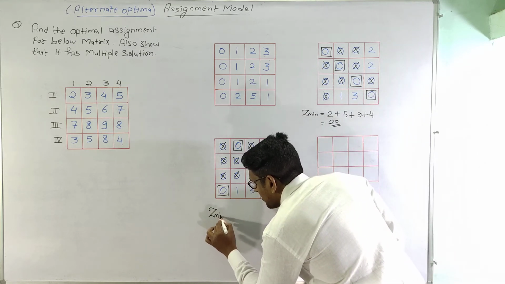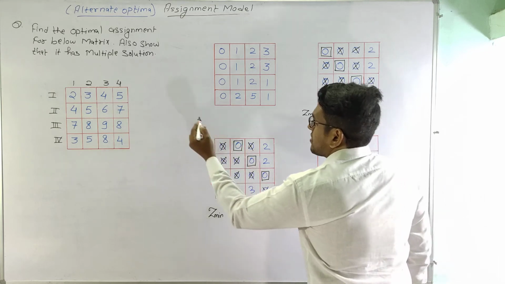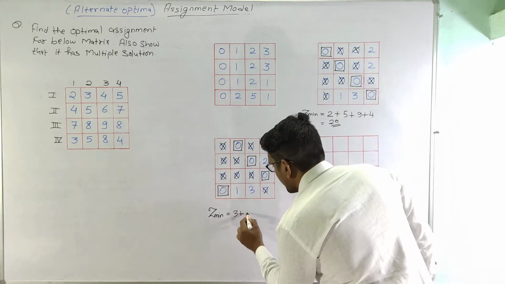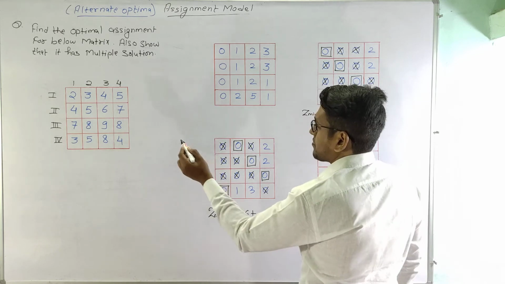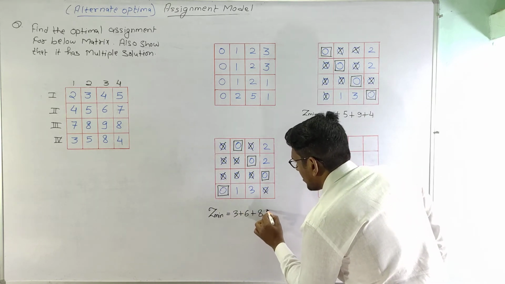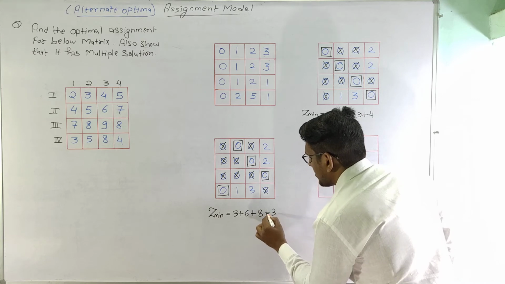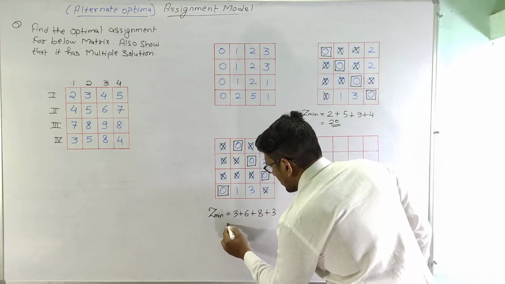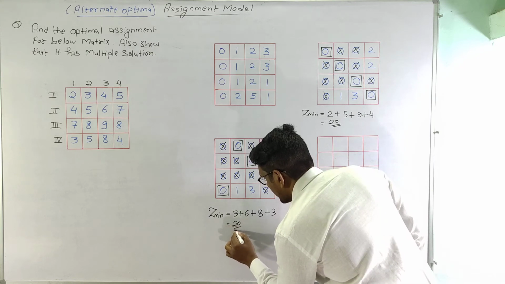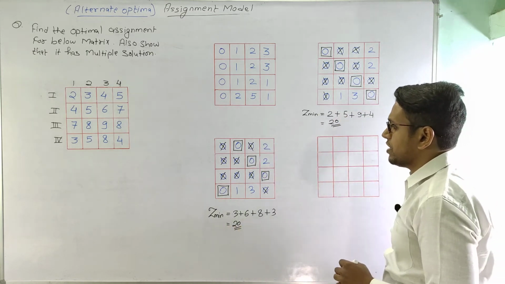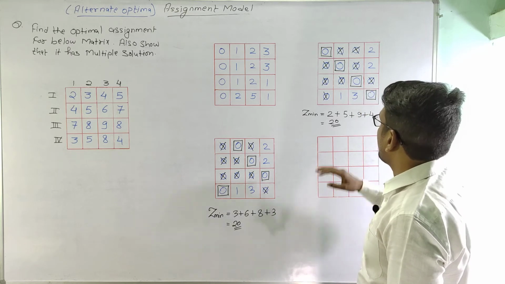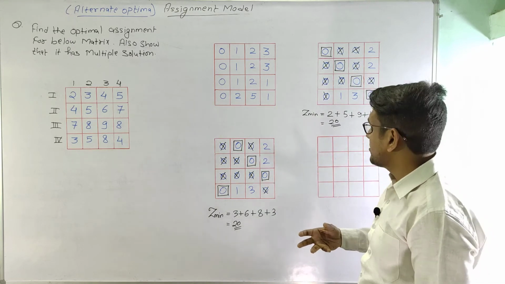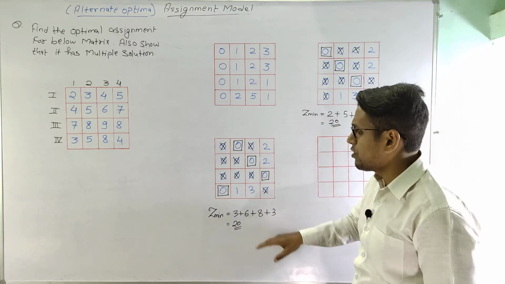So z minimum here is coming as 3 plus 6 plus 8 plus 3. So as we can see, 6, 6 is 12, plus 8 is 20. So here again the value of z is coming as 20. So we can see that our solution has been changed. That means the assignments have been changed, but the value of z does not change.